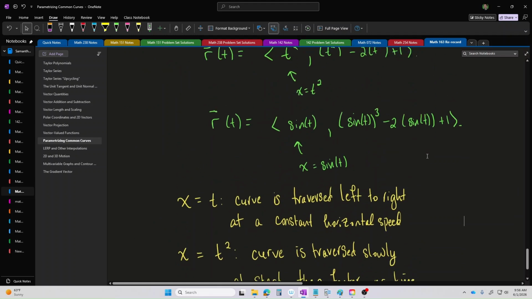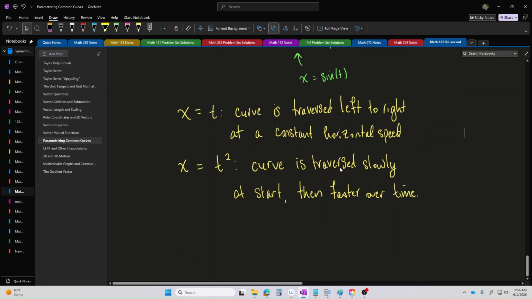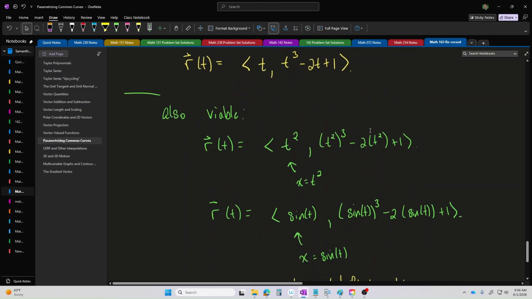If by chance you needed to traverse your curve differently, for example, you needed to traverse your curve slowly at the start and then faster over time, you can accomplish that by replacing x with other functions. For example, you could replace x with t squared. And then all you would have to do is make the corresponding change in the y component to match that choice.